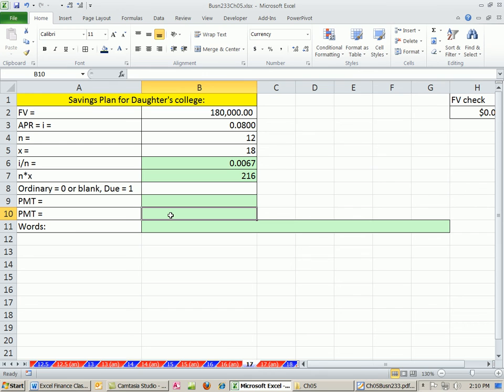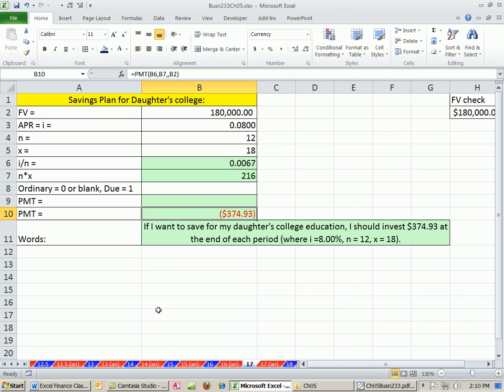I'm not going to do the math. I'll just go equals PMT. The period rate, boom. The NPER, that one there. Present value, no, we're going to skip over that. Future value, that's the amount we want. The type we can leave out because it's end. $374. If I want to save for my daughter's college education, I should invest $374 at the end of each period for these given variables here.